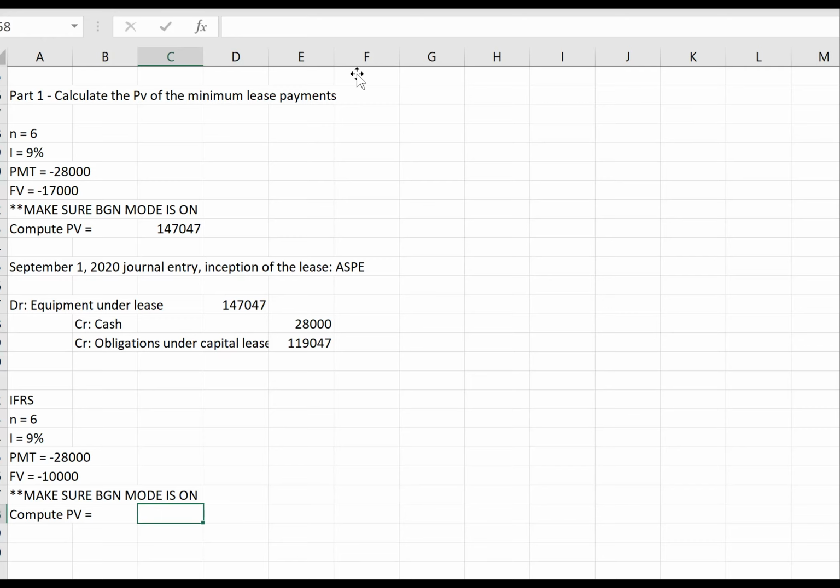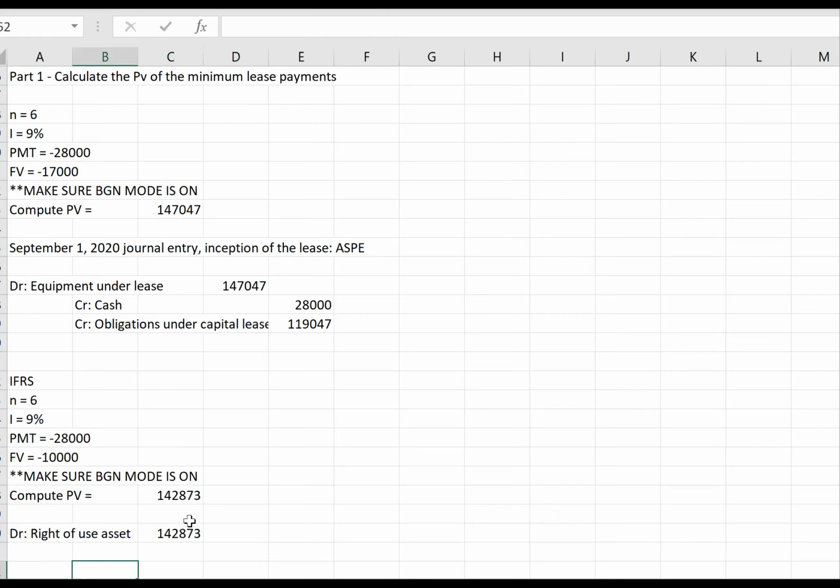we are going to get 142,873. So it's less because our last payment is less. So up here we had 147, now we have 142. So our journal entry here is going to be debit right of use asset, which is going to be this exact amount. Then we're going to have credit cash for our first lease payment, which is still going to be $28,000, of course. And we're going to have credit lease liability, which is going to be the balancing amount.